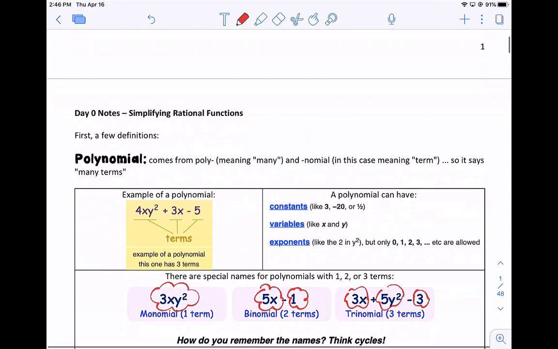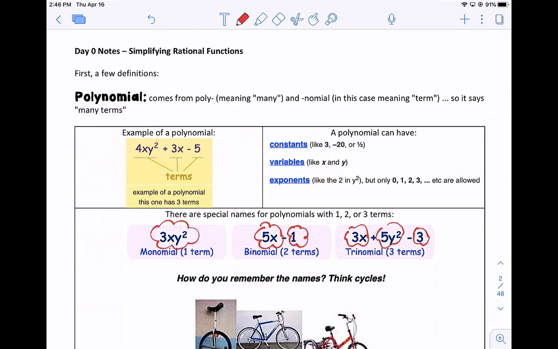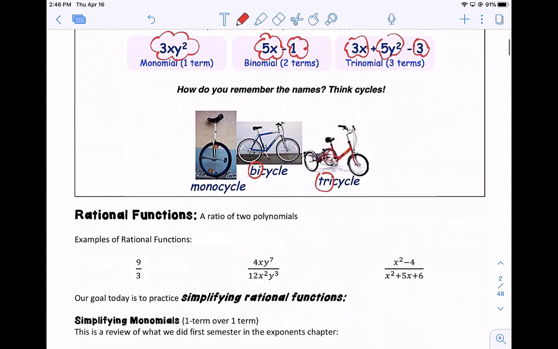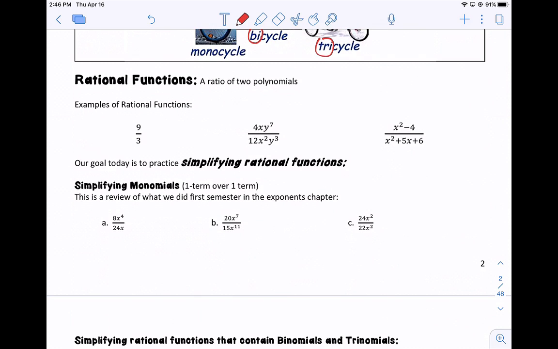All right, so there's our first term, polynomial. So something that has many terms. And so tomorrow on day 1, we'll also look at this definition again. The second definition for today is a rational function. A rational function is a ratio of two polynomials. So a ratio means it can be written as a fraction.